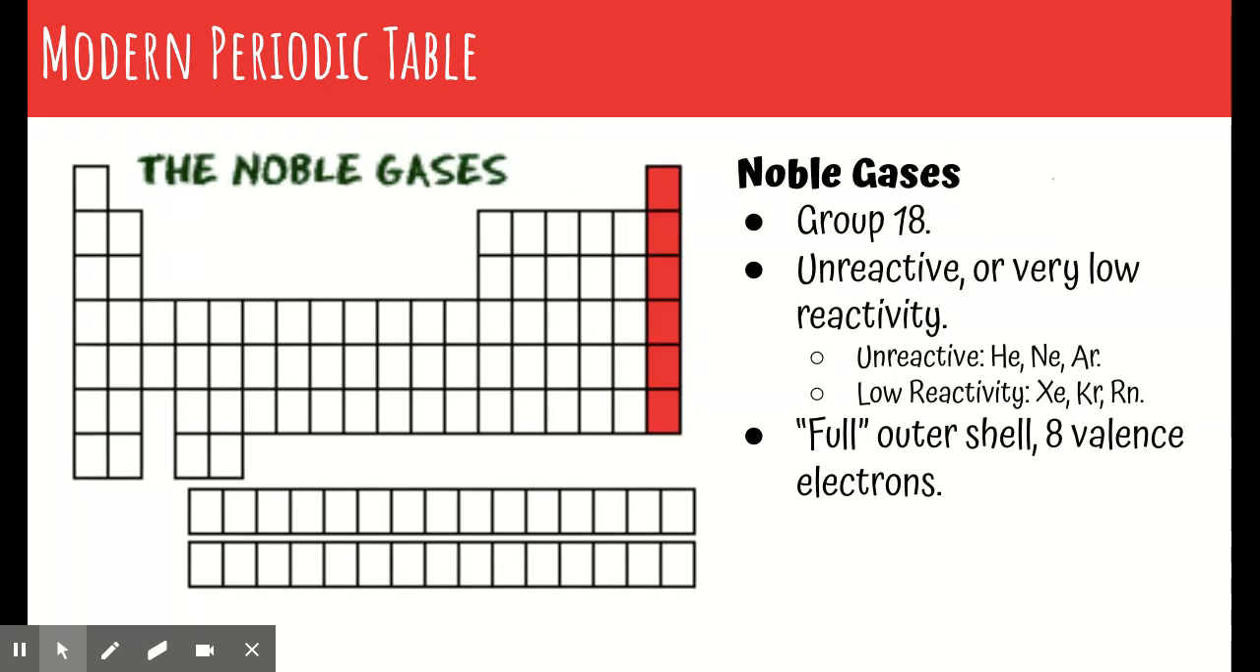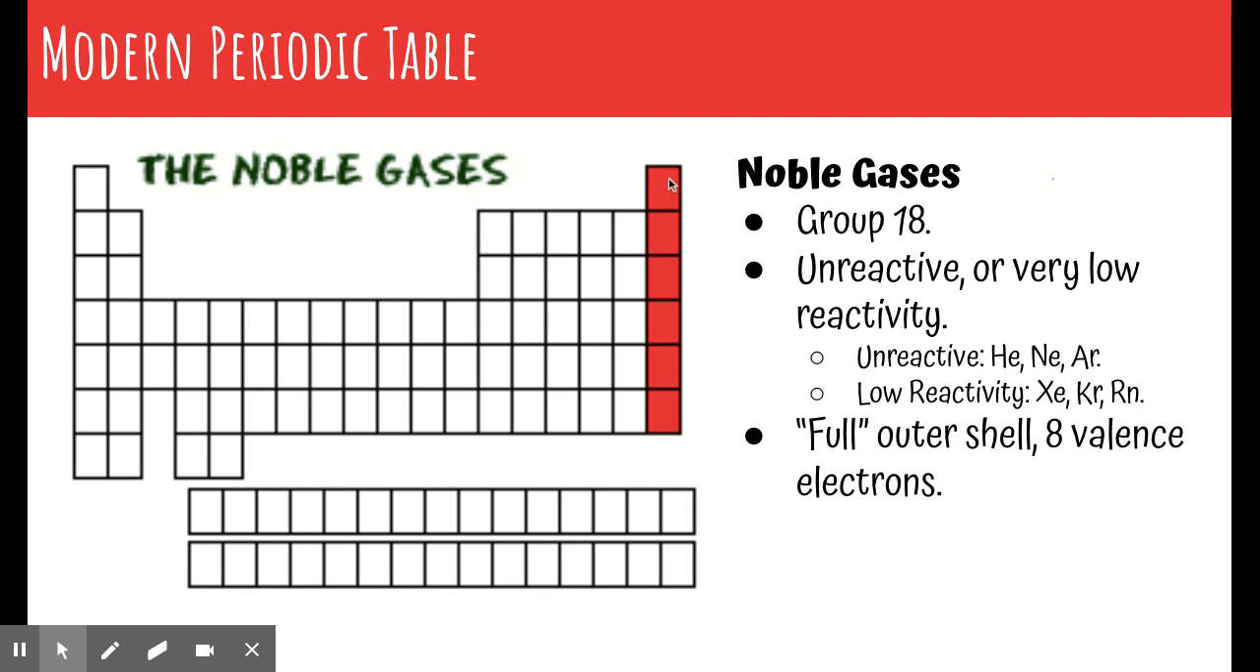Your last group here is going to be your noble gases. Group 18, helium is included up here because of its stability. We know that this one only has 2 valence shell electrons, but it only has 2 at all. So that makes it stable. That first ring only can hold 2. So it has 2 electrons.